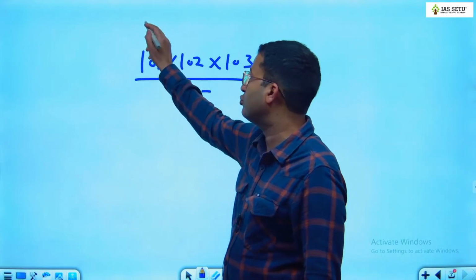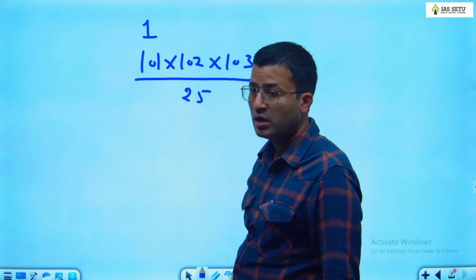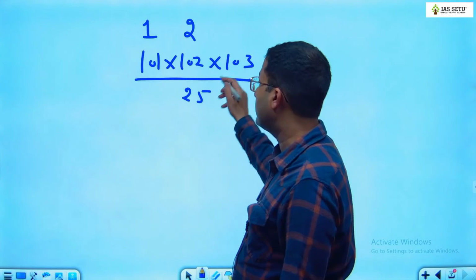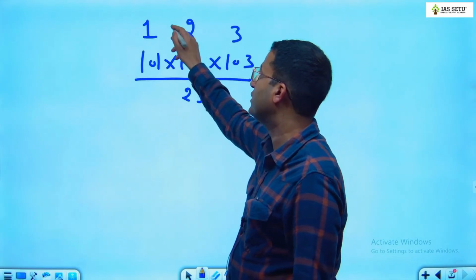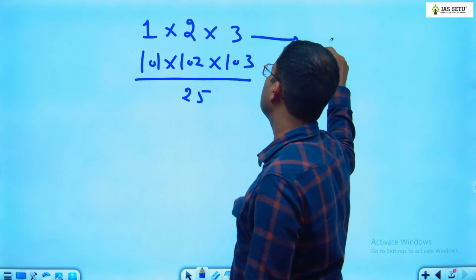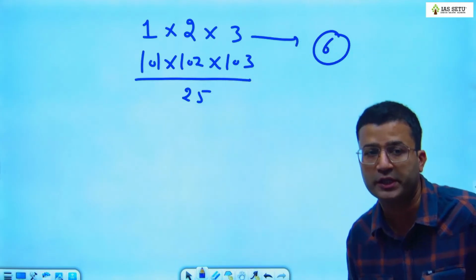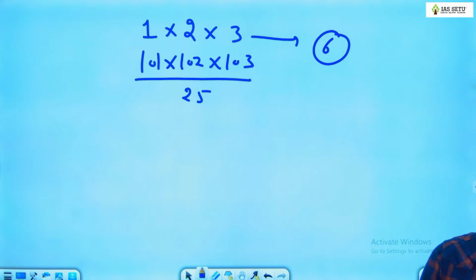101 with respect to 25 give remainder 1. 102 with respect to 25 give remainder 2. 103 with respect to 25 give remainder 3. And we multiply, we get 6 as an answer. No need for complete multiplication. We have direct shortcut. We take individual remainder and multiply, we get answer. So our remainder here is 6.